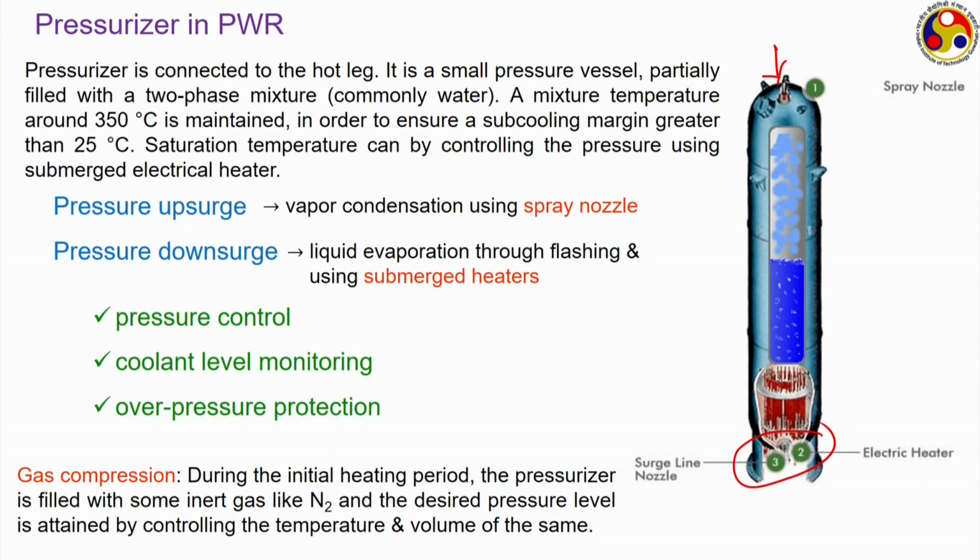So, the pressure inside the pressurizer keeps on increasing, and once we reach the desired level, we can stop this pressurization process. So, the pressurized water reactor is the most common type of reactor, and the next one in line is the boiling water reactor.